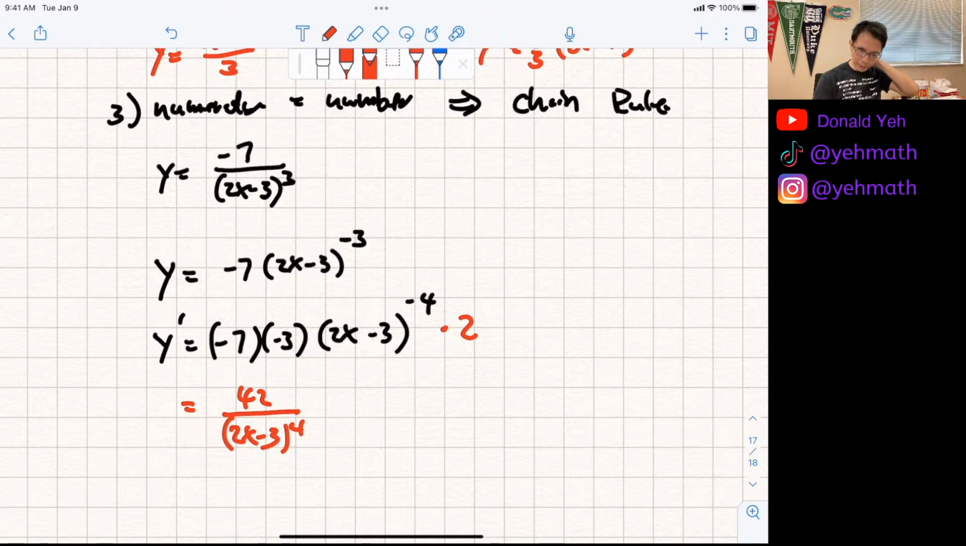Is it 42, or hold on a second? 3. It is 42. It's not too hard, right?